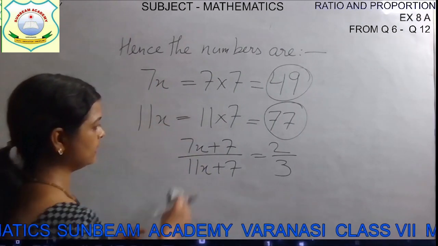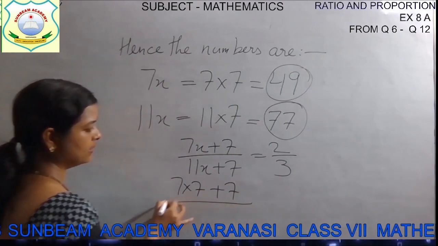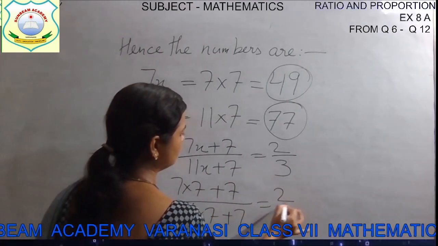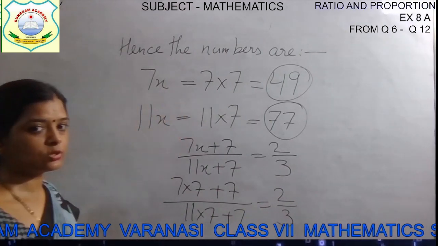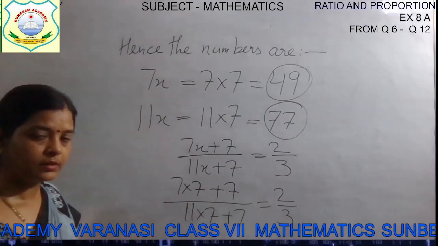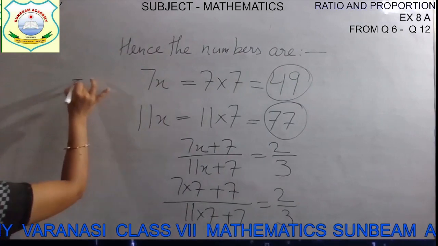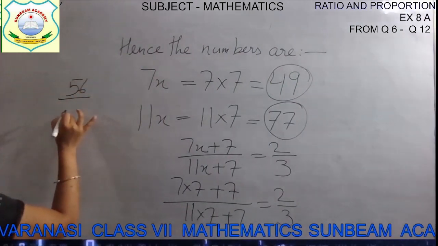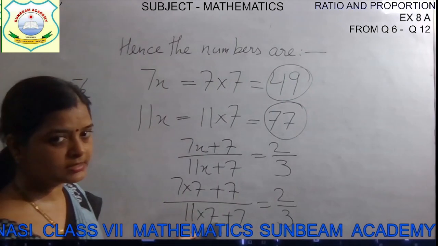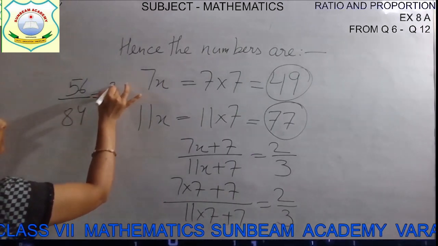So substituting the value of x here, 7 into 7 plus 7 divided by 11 into 7 plus 7, that is equal to 2/3. And when you solve the LHS part, 7 sevens are 49 plus 7. How much? 56. And 11 sevens are 77 plus 7 is 84. That is equal to 2/3.